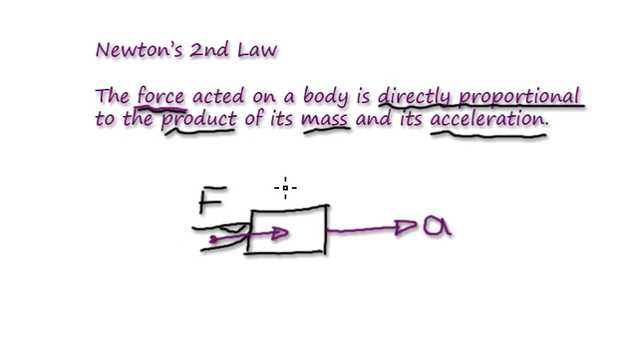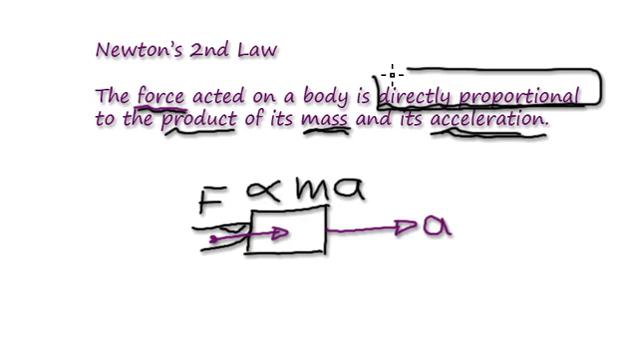It's directly proportional to the product. Product means one thing times another. So it's directly proportional to the product of its mass and its acceleration. Product means one thing times another. Ratio means one thing divided by another. So what this is saying here is the force acted on a body is directly proportional.